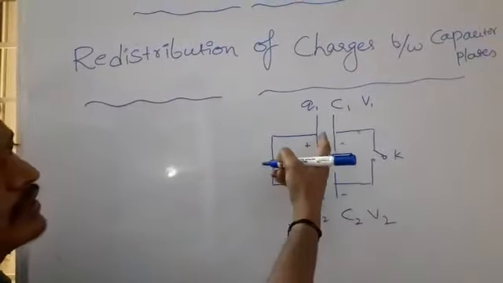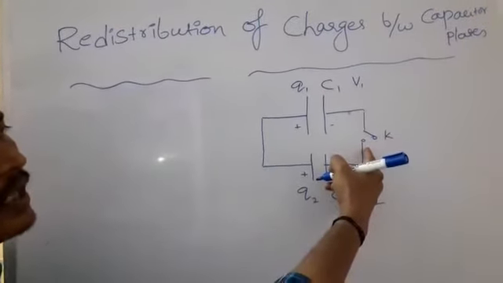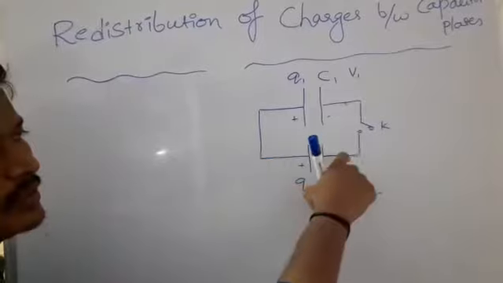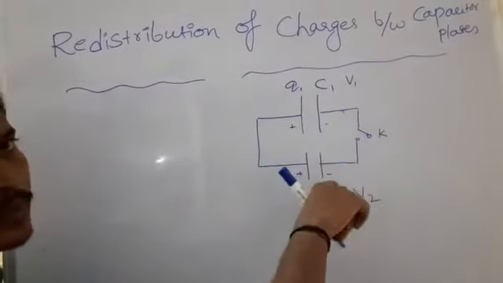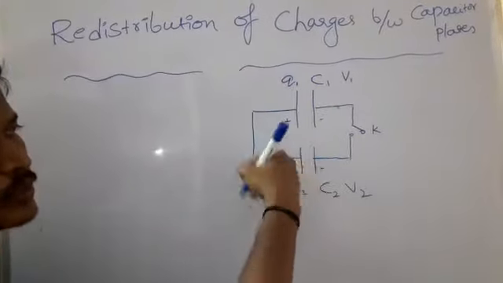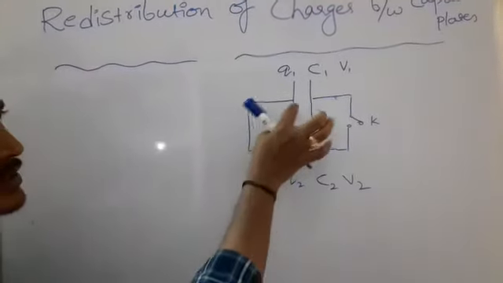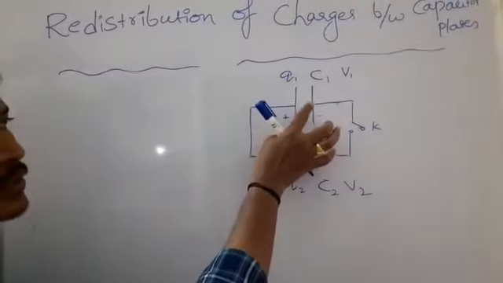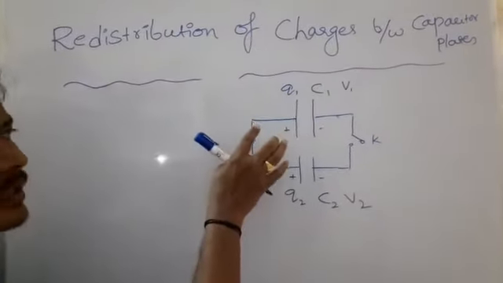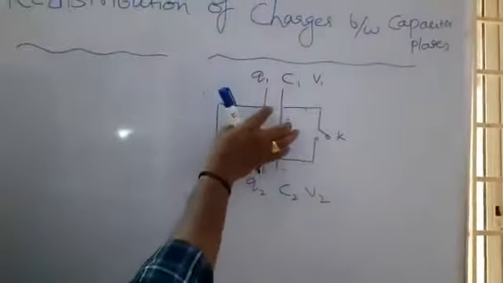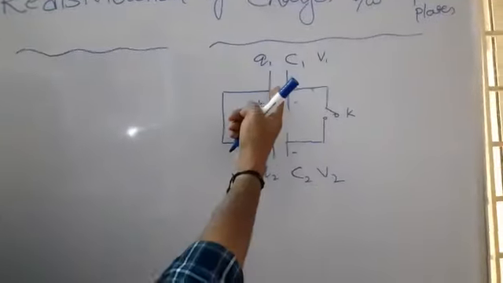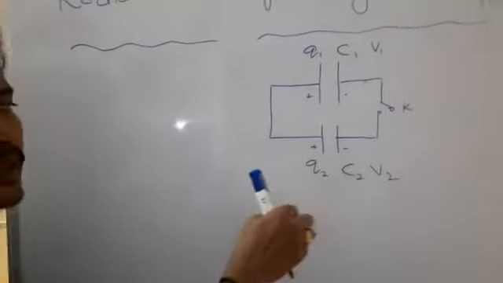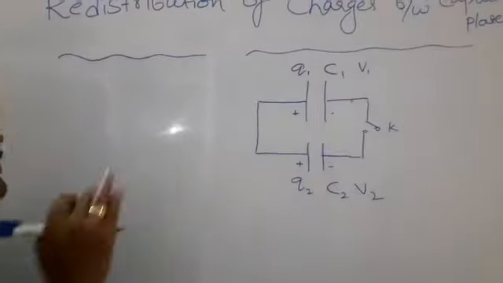Then, whenever plug key K is on, the charge will be distributed from one capacitor to another capacitor. Why? Because a capacitor is a charge storage device, like water is stored in a water tank. So charge will be transferred from one plate to another plate, right?